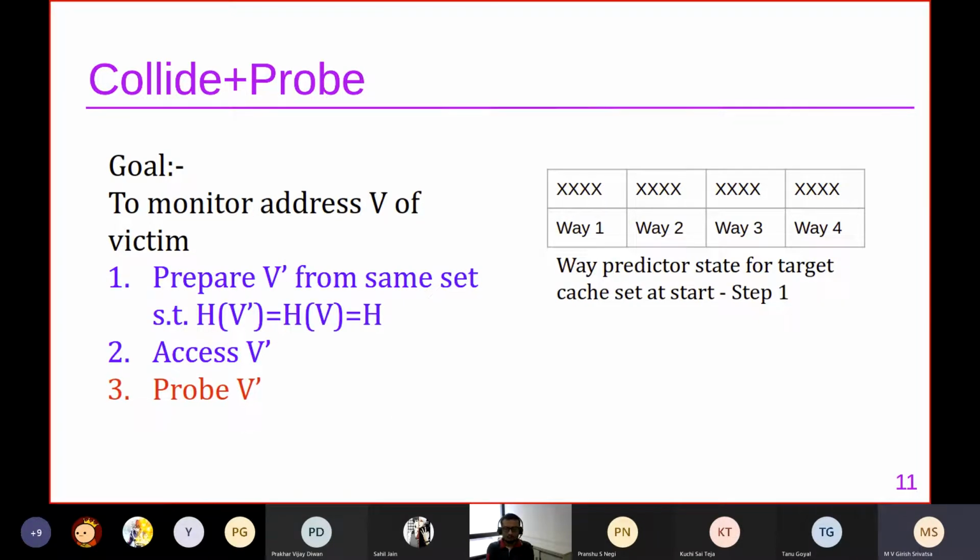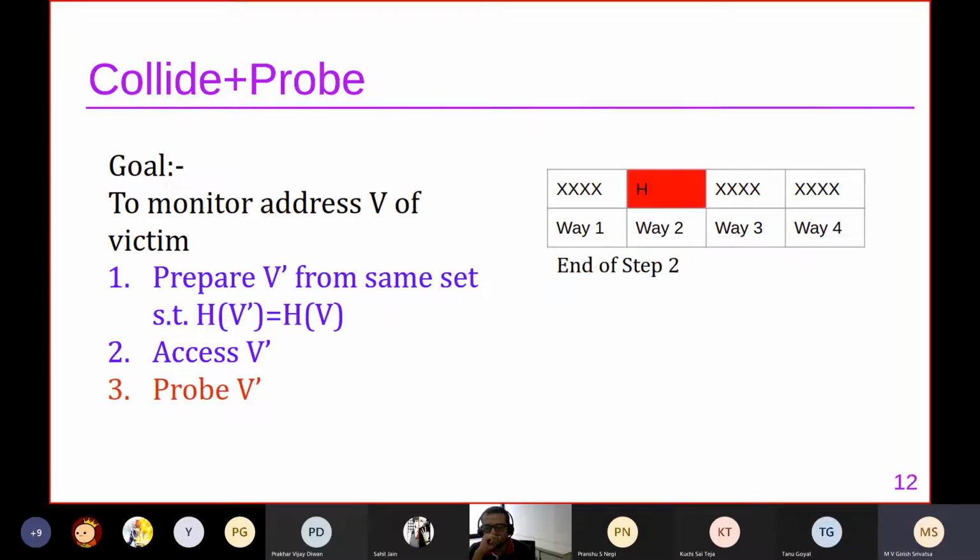The first one is collide plus probe. The goal here is to monitor the address V of the victim. You prepare a different virtual address V prime which maps to the same set and has the same mu tag. When you access that virtual address, it is brought into the cache as well as inserted into the way-predictor table with the mu tag. In case the victim does not access, both the way-predictor table state and the cache state remain intact and the access is served from the L1D cache.